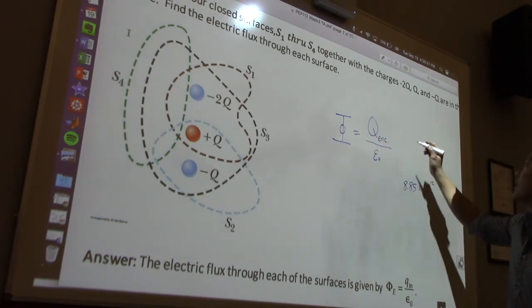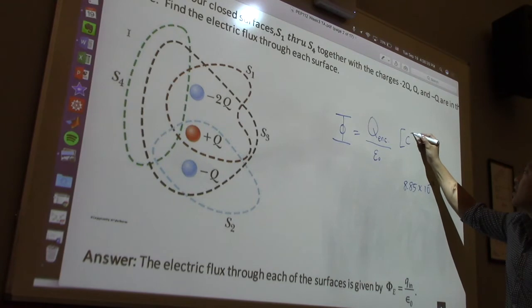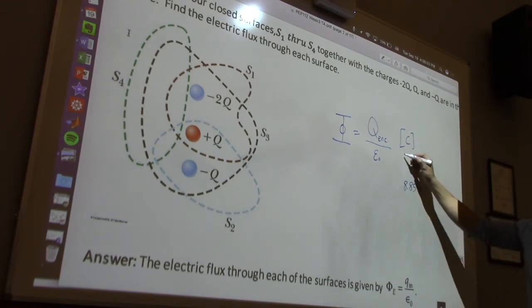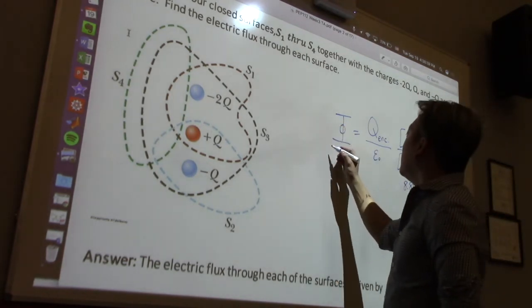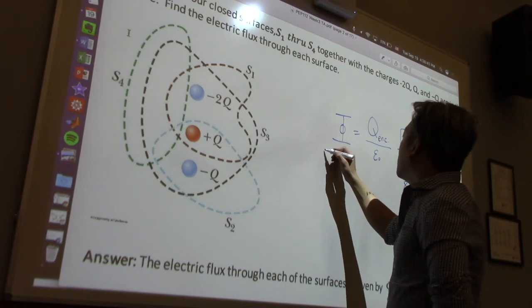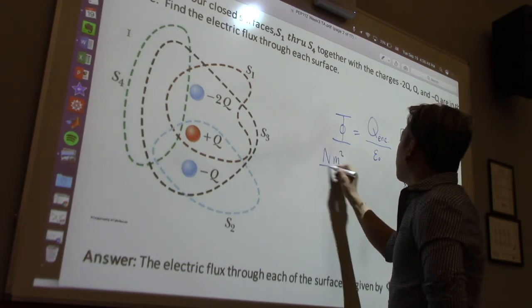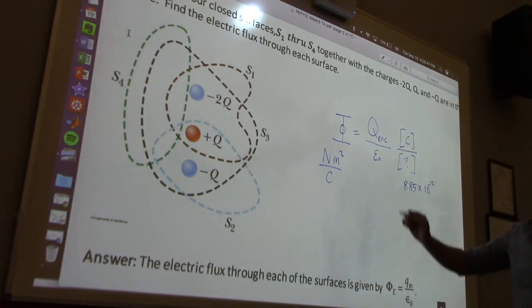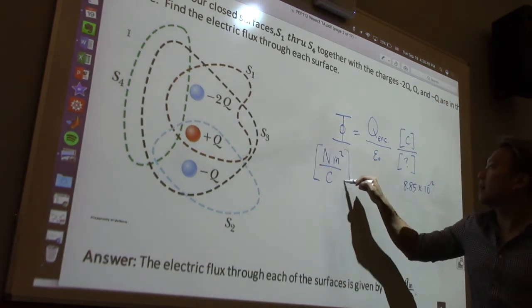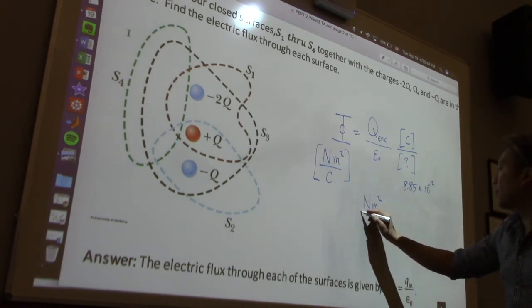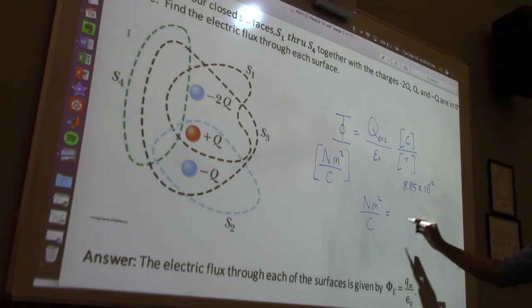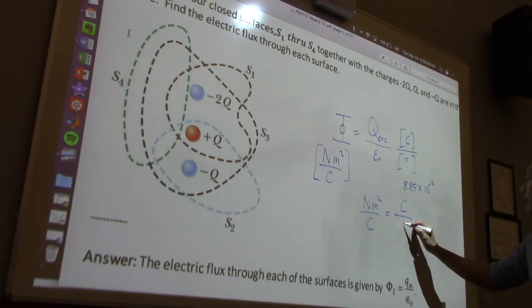well, let's figure this out actually. Charge is coulombs. This unit is what we're trying to ask for, but we already know that flux is going to be in units of Newton meter squared per coulomb, right? That's the units of flux. So let's set this up. So Newton meter squared per coulomb. How can I get that to equal coulomb per question mark? See how I'm doing it?